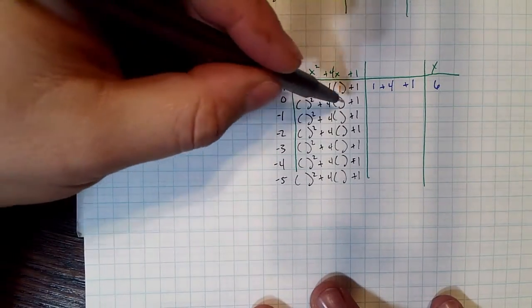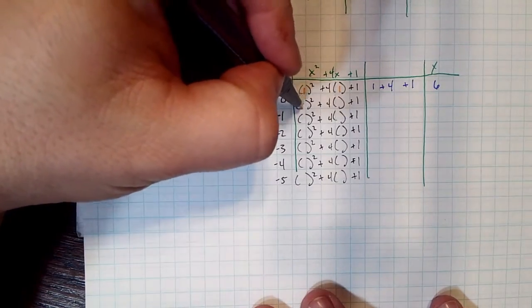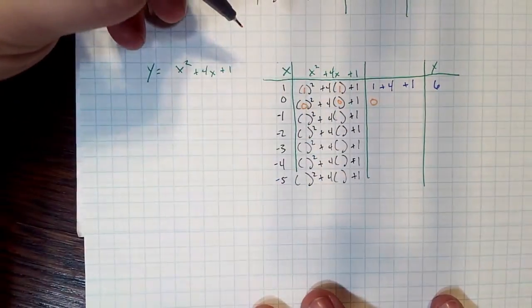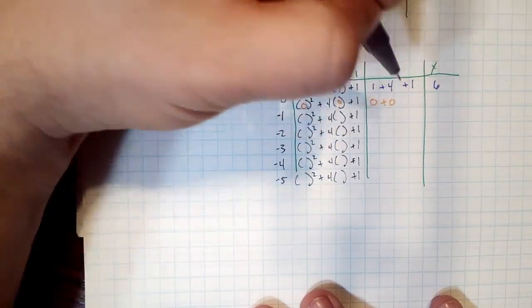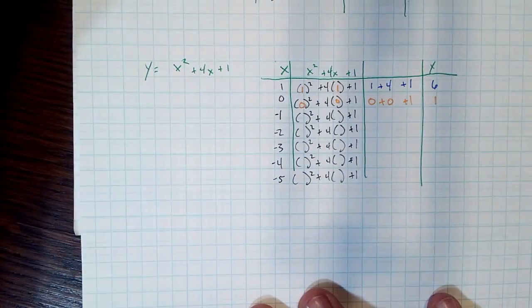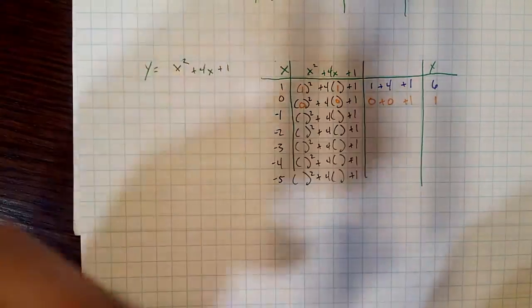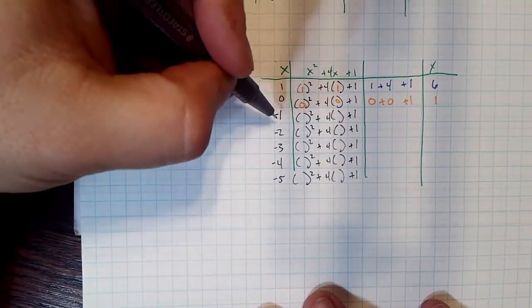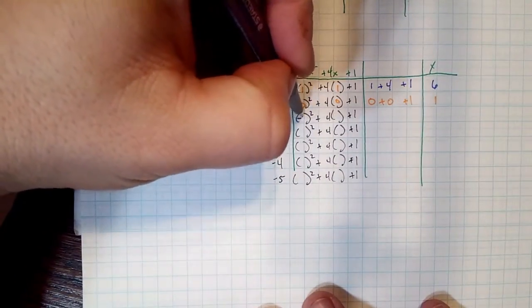All right, luckily this one's going to be easy because I have a 0 and a 0. What is 0 squared? 0. What's 4 times 0? 0 plus 1. So, 1. On to this guy. Let's switch colors. We'll just alternate. Okay. Negative 1, so I'm going to put a negative 1 in the parentheses.